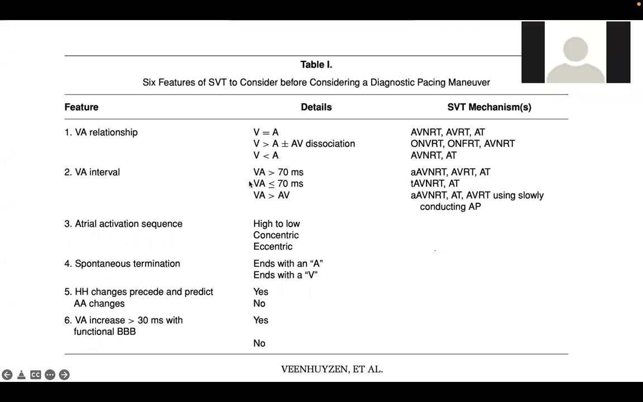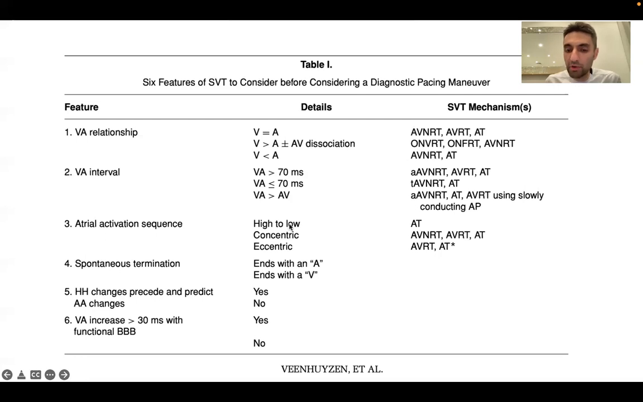Okay. If it's very long, you know, more than 50% of the RR interval, then you think of these atypical AVNRTs, atrial tachycardias, slowly conducting accessory pathways. If the atrial activation is from high to low, then it's not coming from the base of the heart. It's not coming from where the accessory pathways or AV node insert. So it's atrial tachycardia.